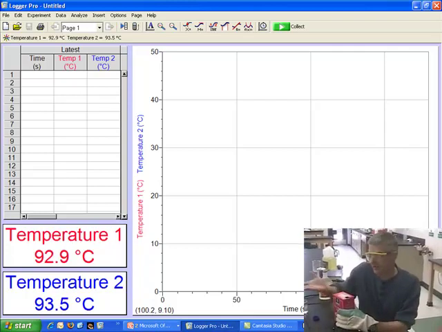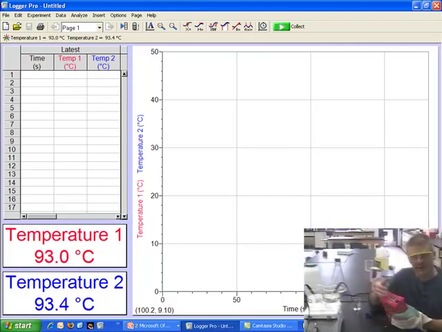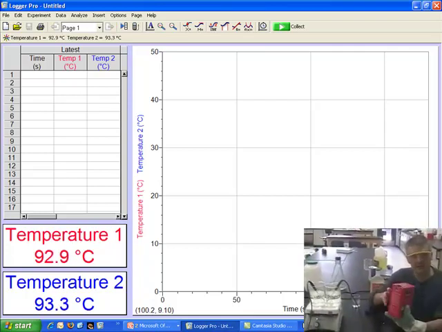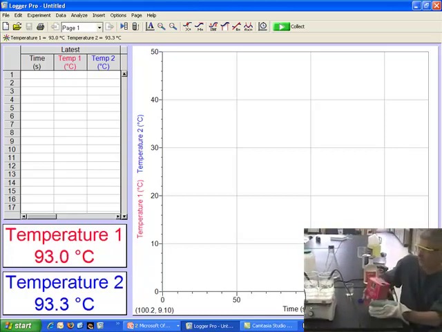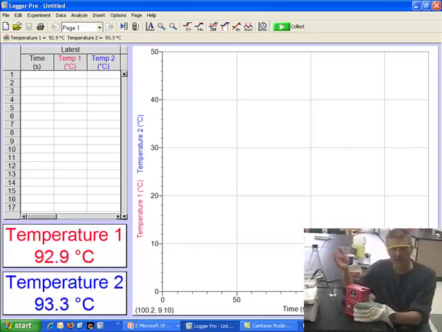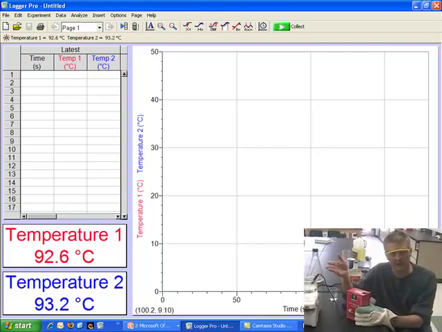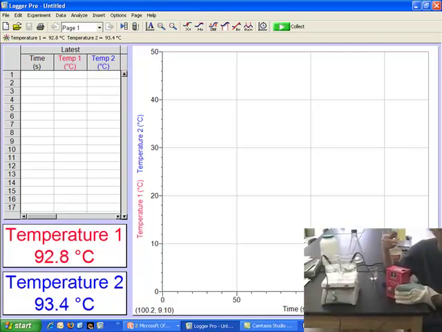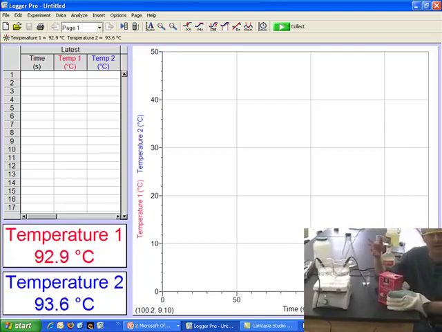Okay, guys, I'm here with some boiling water and some salt, ice cream salt. And we have, as you can see on the screen, the temperatures of the boiling water are roughly the same. What are they at, Mr. Sanders? 93.4, 92.9. They're within half a degree.